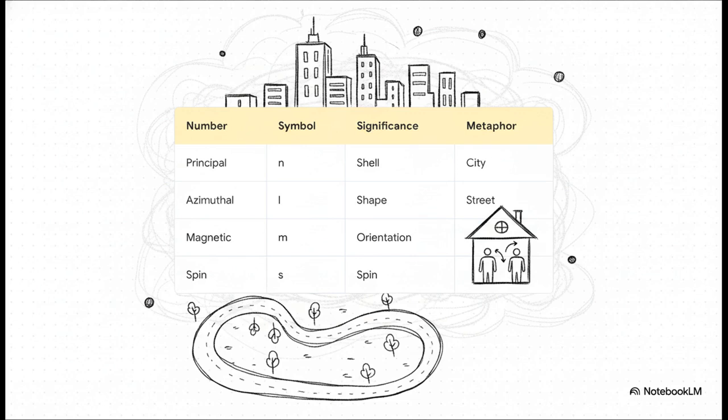The magnetic quantum number, m, represents the orbital's orientation in 3D space. So that's the specific house on the street. And finally, the spin quantum number, s, tells us if the electron spins clockwise or anti-clockwise, which tells us which of the 2 roommates in the house we're actually looking at.